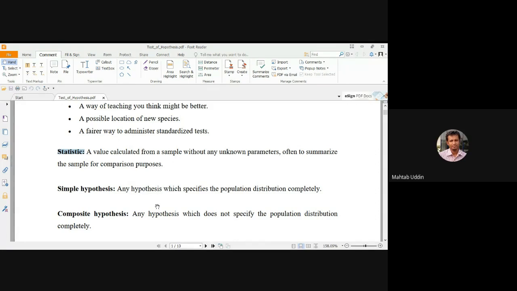Simple hypothesis. Any hypothesis which specifies the population distribution completely.